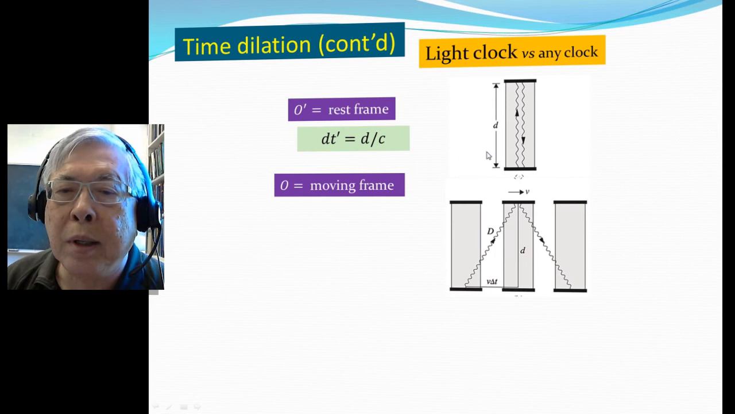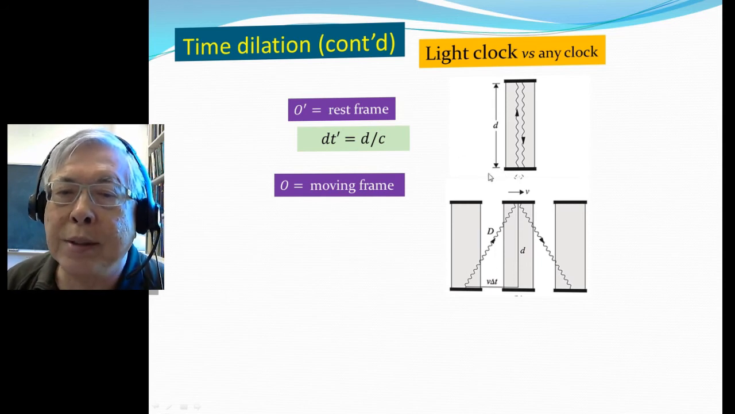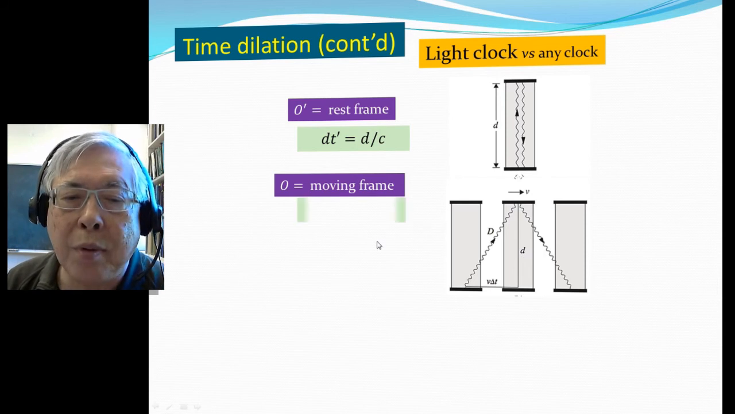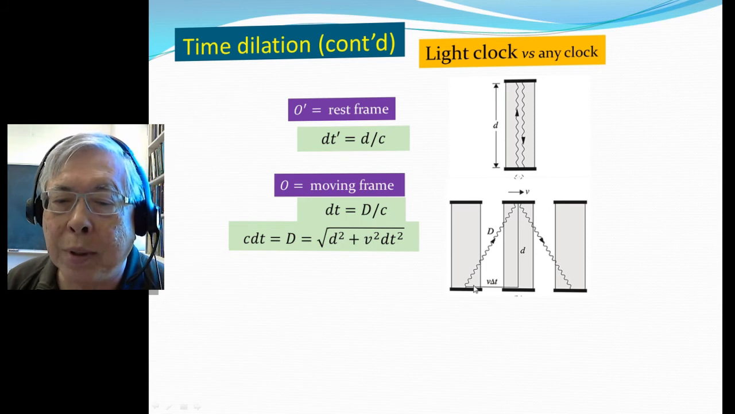Now, for a moving clock frame in which the observer is moving to the left and sees the clock moving to the right, the light has traveled a diagonal path, big D, which is a longer distance than small d, so it takes a longer time. So dt now is big D divided by c, and big D is a longer distance. By the Pythagorean theorem, D is the square root of small d squared plus v squared dt squared, because this here is v dt squared.